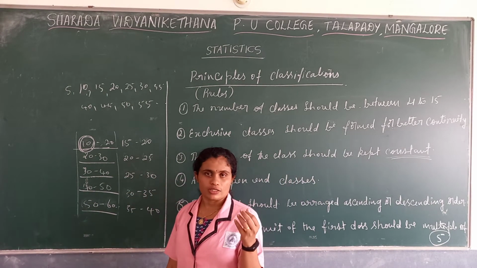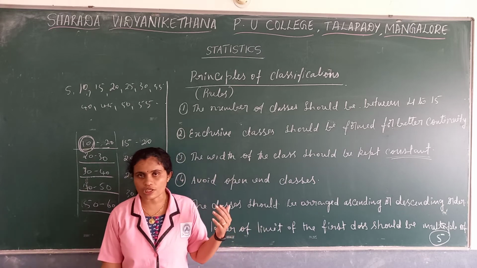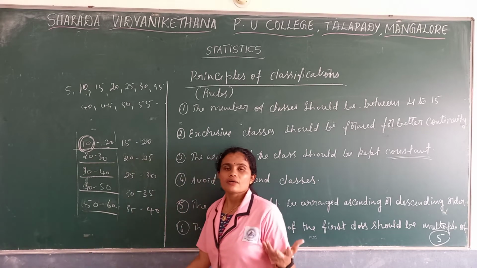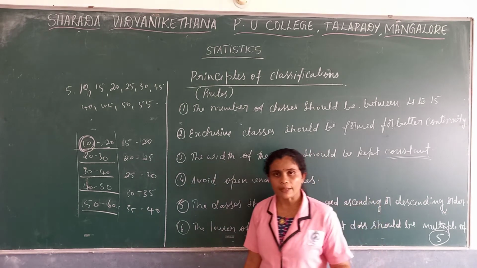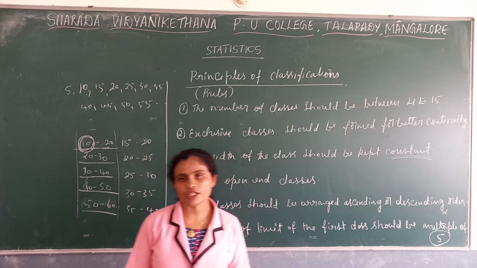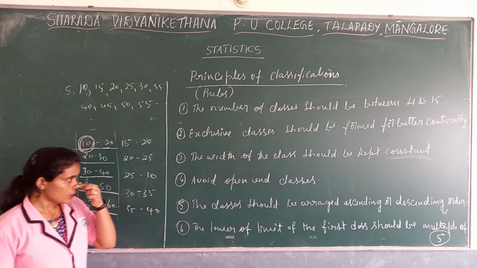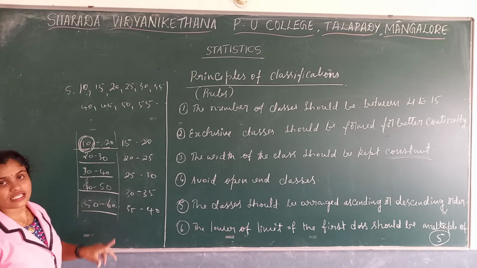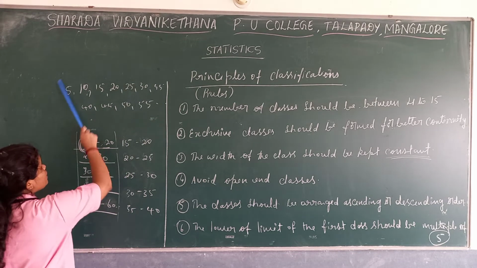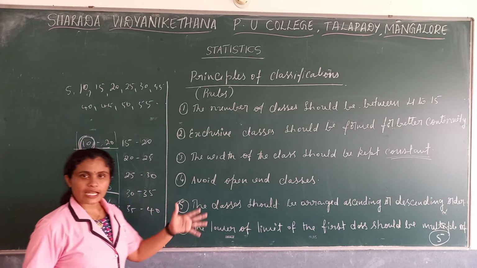Usually we take the width. We don't apply any of the formulas that they have given there. We assume that the width is either 5 or 10. Most of the time we assume that the width is 5 or 10. So when we assume, we need to take this first value as a multiple of 5. These are the multiples of 5, depending upon that particular data.